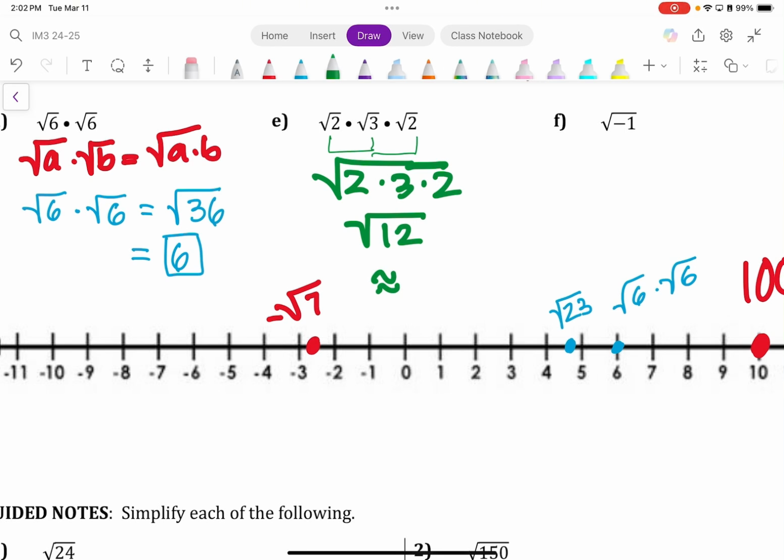Okay, so if we condense root 2 times root 3 times root 2, we can put all of that under the same radical. 2 times 3 times 2. 2 times 3 is 6. 6 times 2 is 12. The square root of 12 is approximately equal to what? 3.4. Very good. So here at 3.4, we're going to put a point.